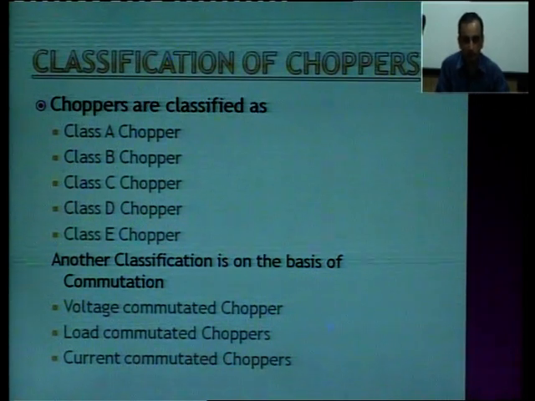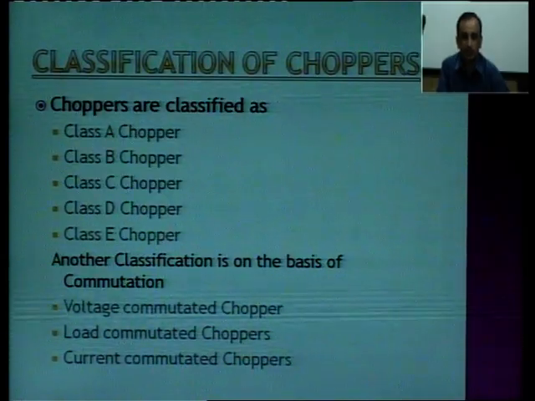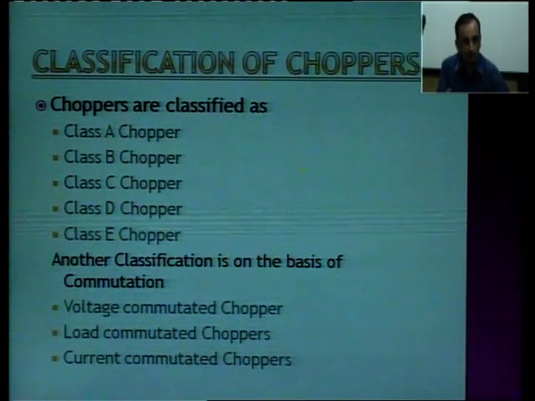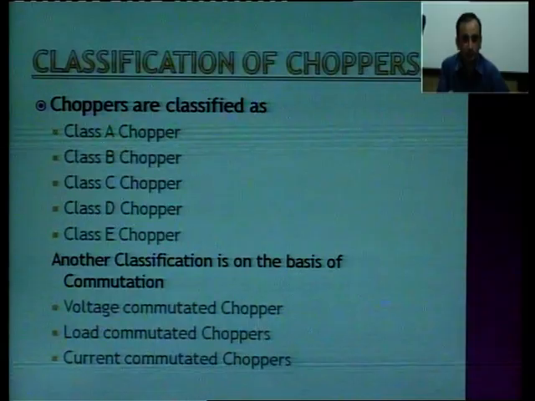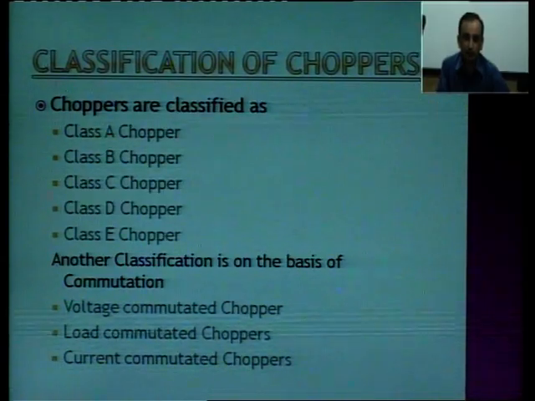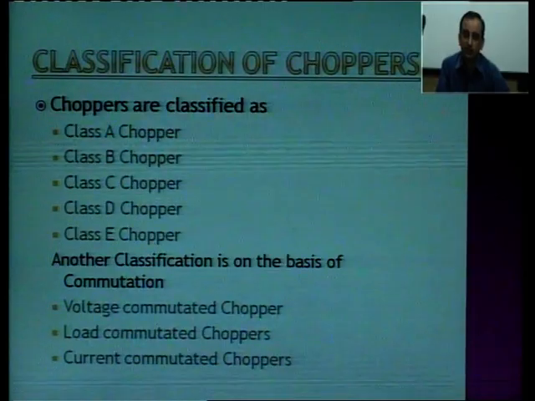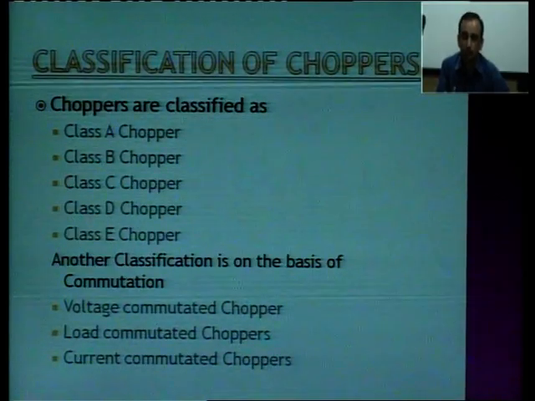Now comes the classification. The choppers are classified into various categories. We have class A, B, C, D and E choppers. There is a reason or basis on which we have classified them. This is simply the nomenclature A, B, C, D, E given on the basis of the particular quadrant in which they are working.